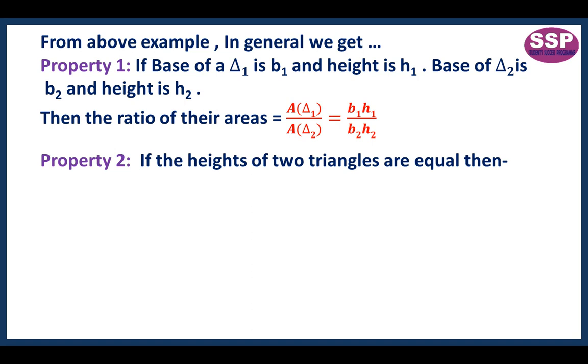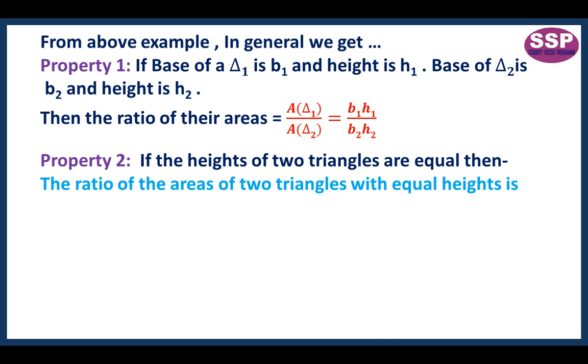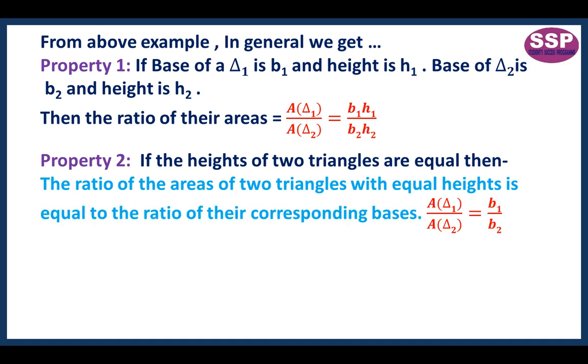Property number 2. If the heights of two triangles are equal, then the ratio of areas of two triangles with equal height is equal to the ratio of their corresponding bases. That means area of triangle 1 upon area of triangle 2 is equal to B1 upon B2.